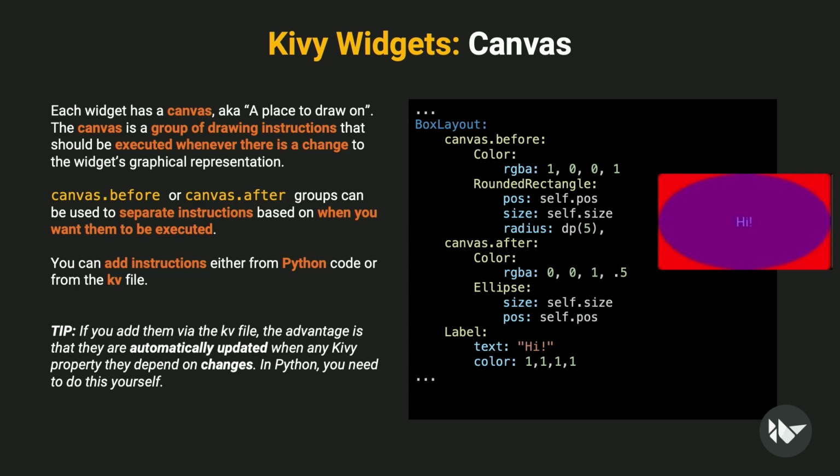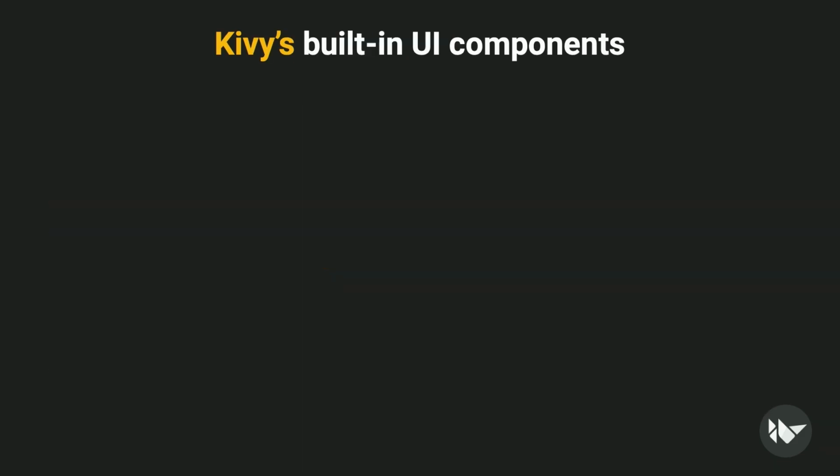Yeah, you can add instructions either from the Python code or from the Kivy file. But if you do them from the Kivy file, the advantage is they are automatically updated when any Kivy property changes. So please, again, use the Kivy files.